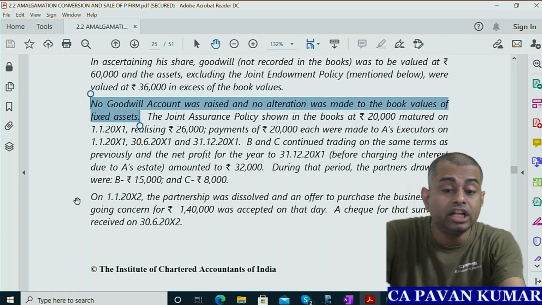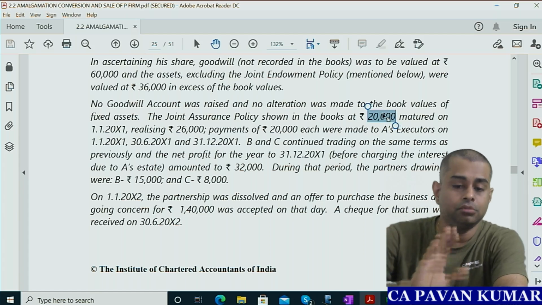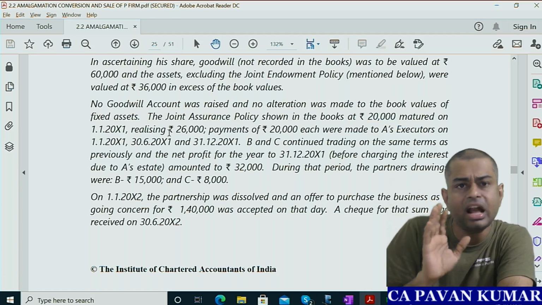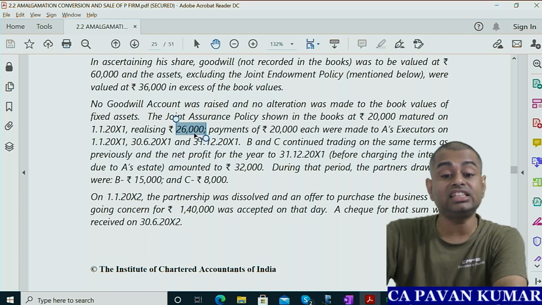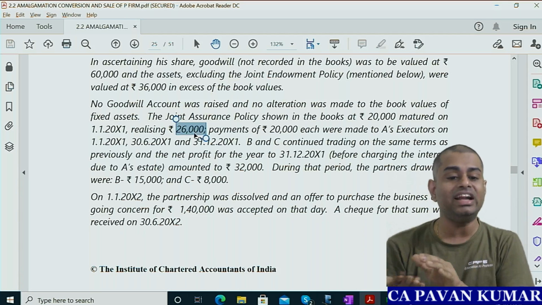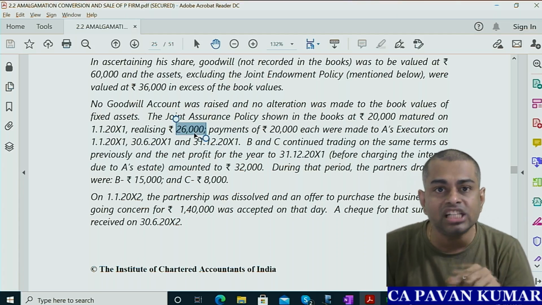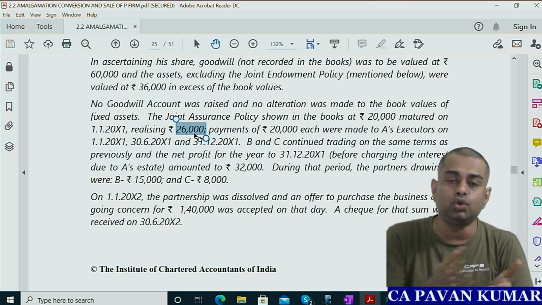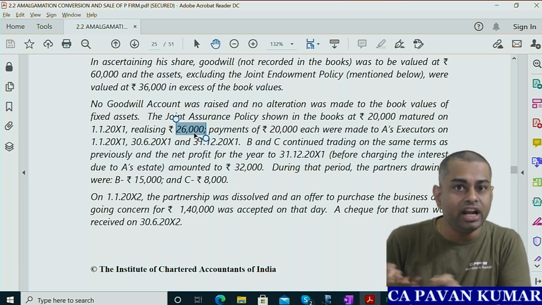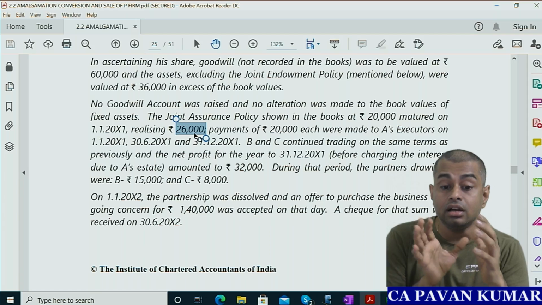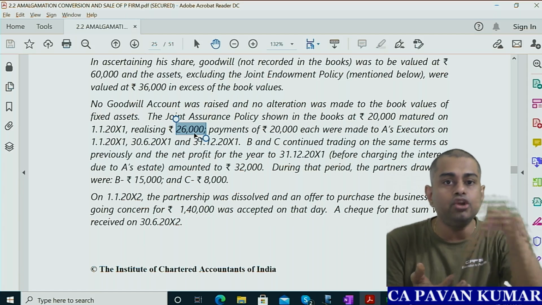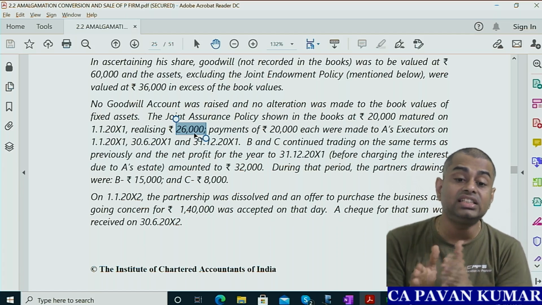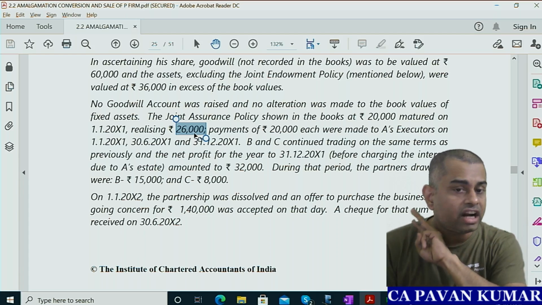Then the joint life policy shown in the books at 20,000 matured on 1/1/2011. That means immediately on the death of the partner, realizing 26,000. So what is the policy amount? 20,000. What is the maturity value? 26,000. What is the profit? 6,000. That profit will be apportioned between A, B, C in 3:2:1, because throughout the policy life, A lived, no? So you need to give the benefit to A also. 20,000 is what you paid, 26,000 is what you are getting, 6,000 is the profit on the joint life policy.